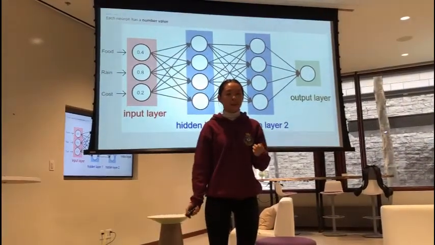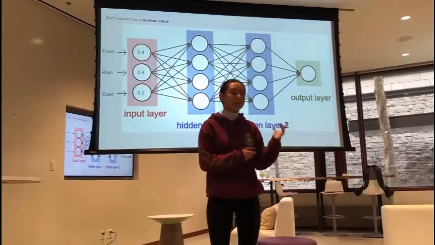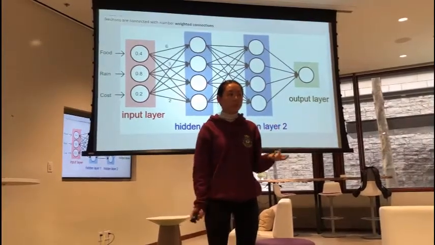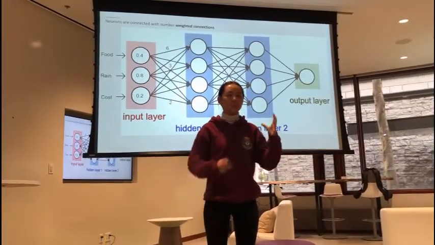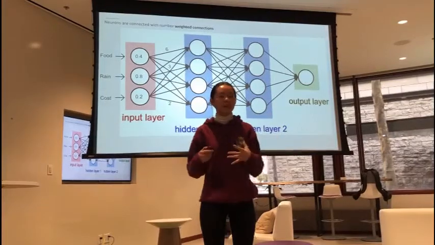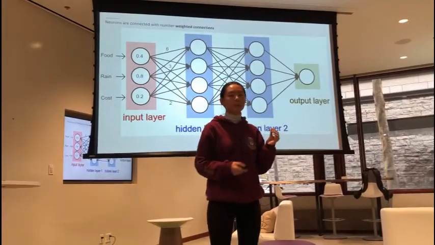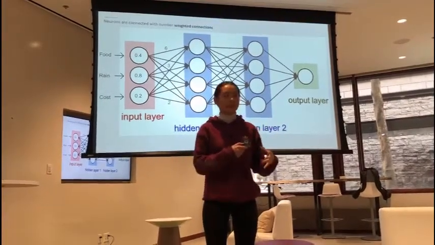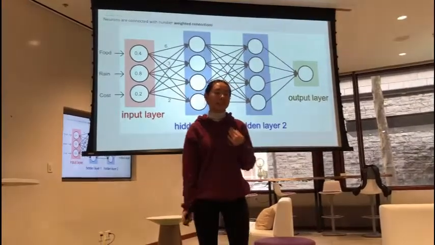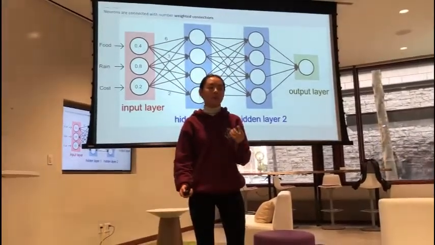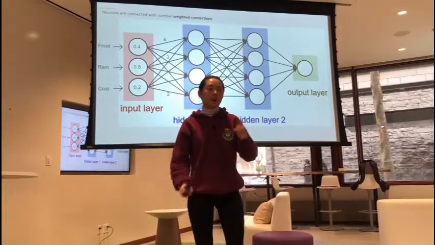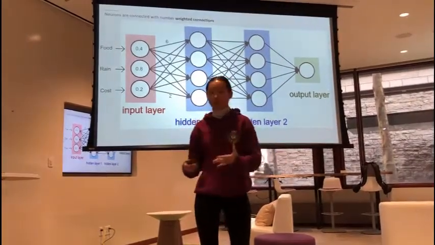You would input these factors into the input layer of your neural network, and each neuron is assigned a number value. Next, each neuron from one layer is connected to the neuron from the next layer through number-weighted connections. To process information through this neural network, the number weight of the neuron and the number weight of the connection is multiplied together and passed through the hidden layer until you get to the output layer. And depending on what value you get on your output layer, you would either decide to go to the carnival or to not go to the carnival.